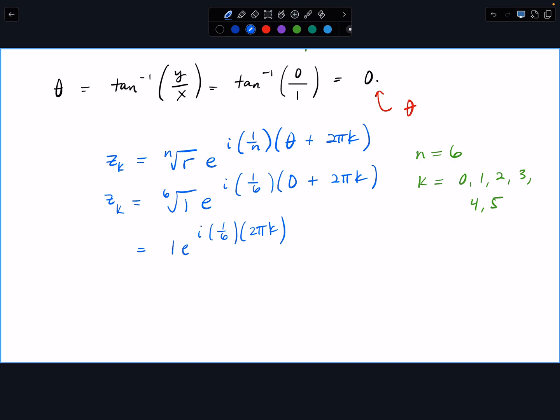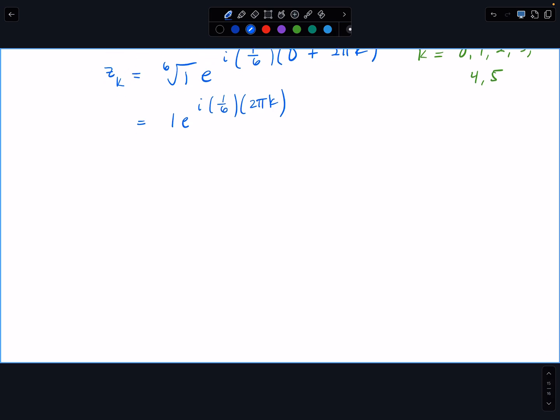All right. Are you guys following me? Does this make sense? All right, here we go. So when k equals 0, z sub 0 is equal to 1 times e raised to the i times 1/6 times 2 pi times 0. What is this? 0. What's 1/6 times 0? 0. So this is just going to be 1 times e raised to the i times 0.